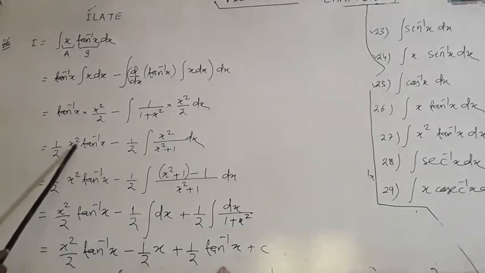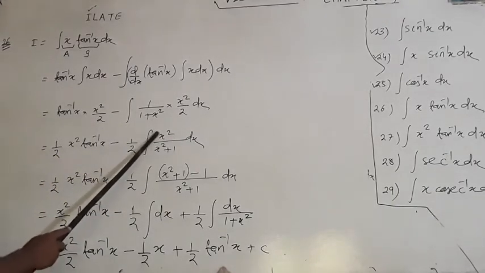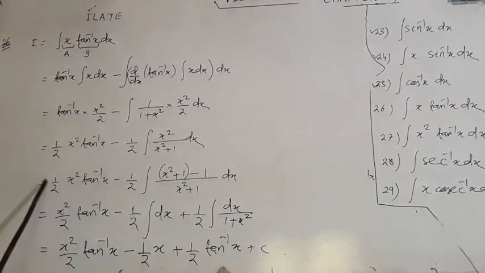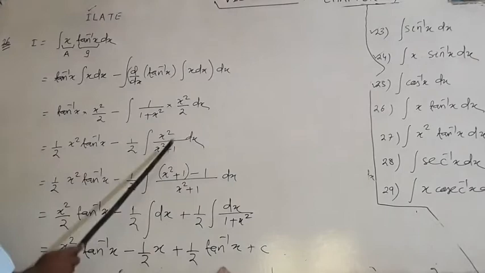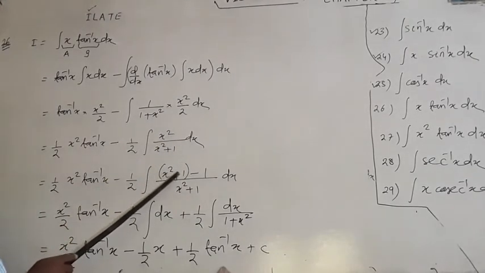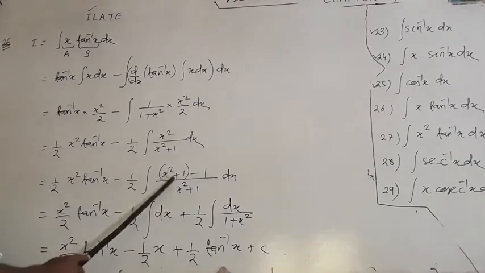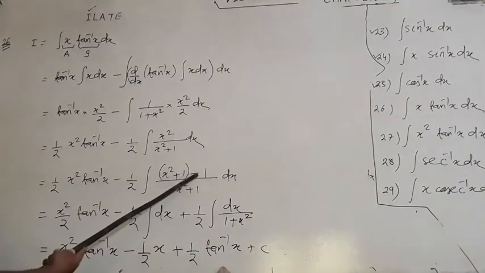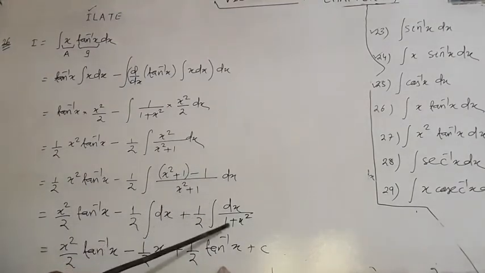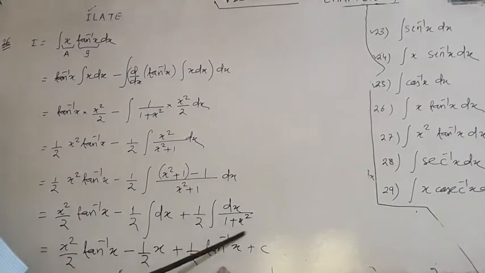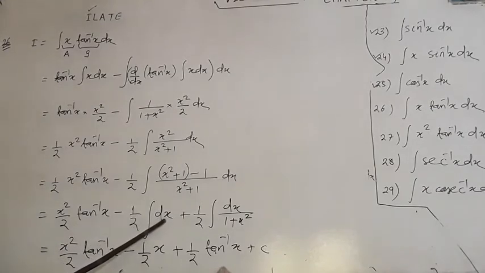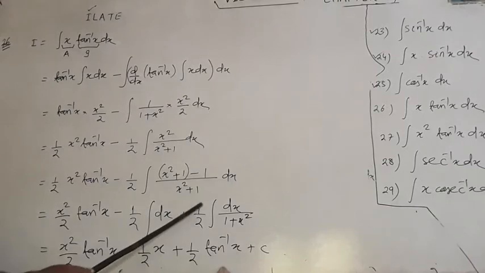Now 1 by 2 x square tan inverse x minus 1 by 2 x square by x square plus 1 dx. Now 1 by 2 x square tan inverse x, and keeping this x square as x square plus 1 minus 1 by x square plus 1 dx. It is x square by 2 tan inverse x minus 1 by 2 integral of x square plus 1 by x square plus 1 dx, and minus half times minus 1 is plus 1 by 2 integral of dx by x square plus 1. I am writing it as 1 plus x square. Now look here, it is x square by 2 tan inverse x minus 1 by 2 integral of dx, which is x, plus 1 by 2.